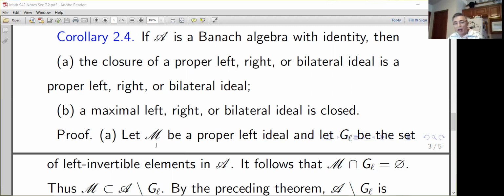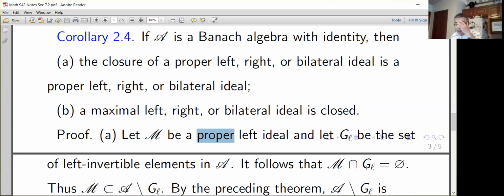So M contains the identity element 1. If M contains identity 1, then it contains every element, because you take any other element times 1, and that element should belong to M. So then M is equal to A. But M is supposed to be a proper left ideal. Proper means it's not equal to A. So this is a contradiction. So that's why M intersect G_L is empty.